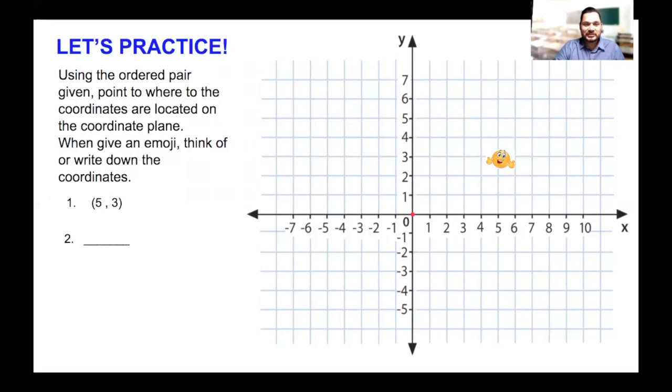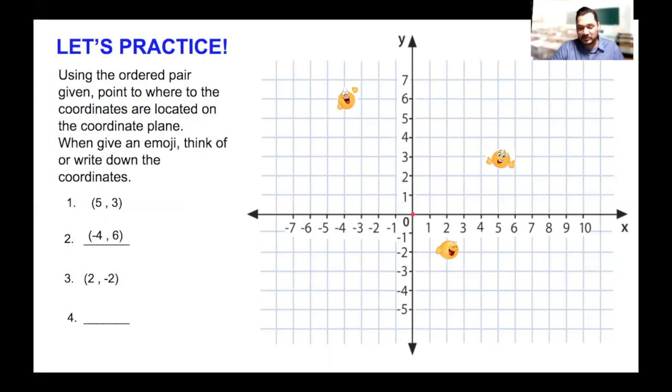Number 2, think of or write down the coordinates for this cheerful emoji. Ready? 3, 2, 1. If you answered -4, +6, excellent job. Number 3, place your cursor on the coordinates +2, -2. Ready? 3, 2, 1. If you guessed or answered +2, -2, excellent job.